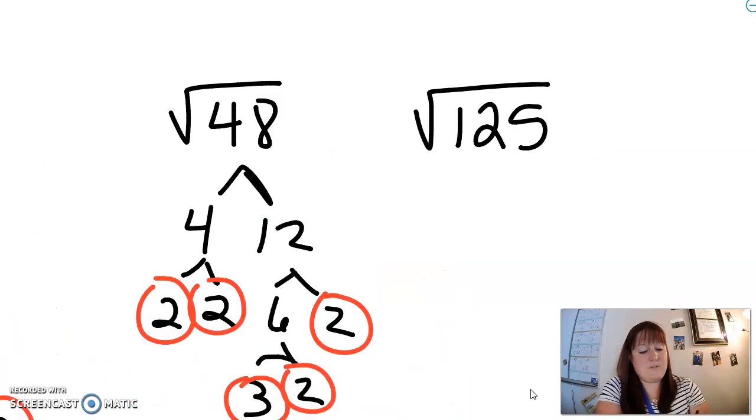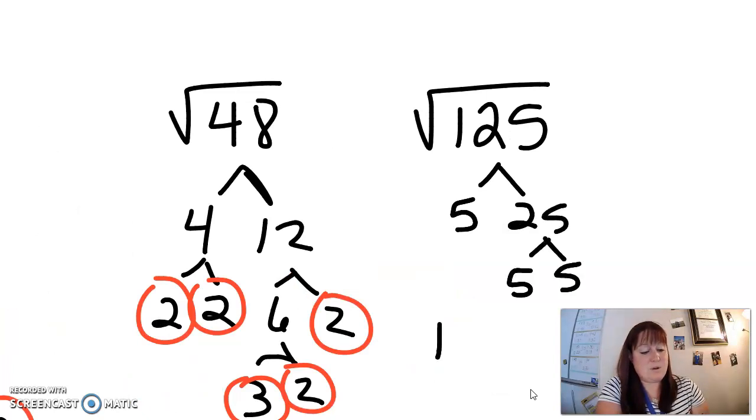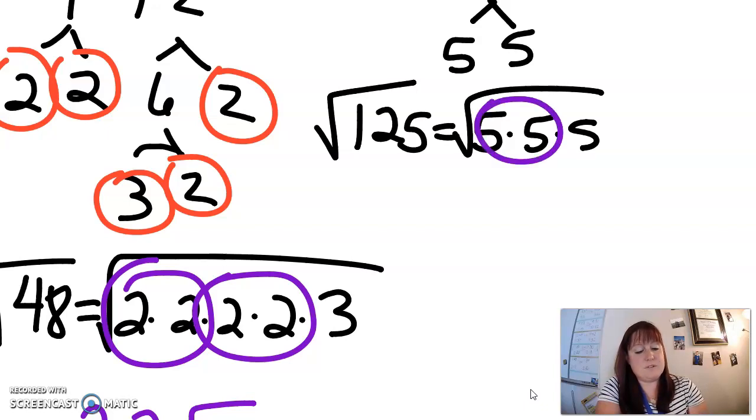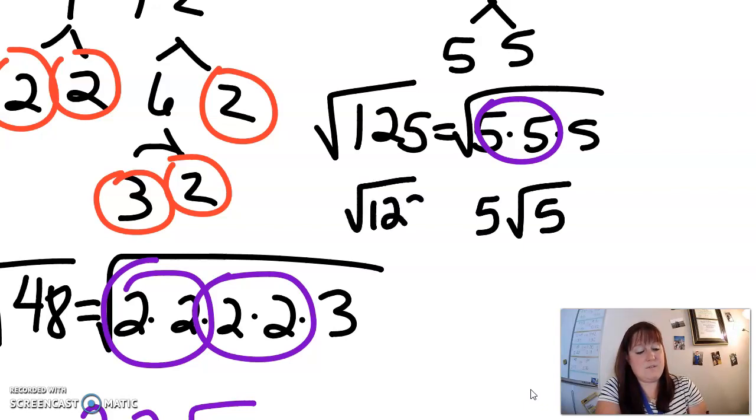Now let's look at 125. This is 5 times 25, and 25 is 5 times 5. So we can rewrite 125 as 5 times 5 times 5, which means we can rewrite the square root of 125 as the square root of 5 times 5 times 5. Now let's look for pairs. There's a pair of 5's, so we can take the 5 outside and leave the other 5 inside. So the square root of 125 equals 5 root 5. And you're done.